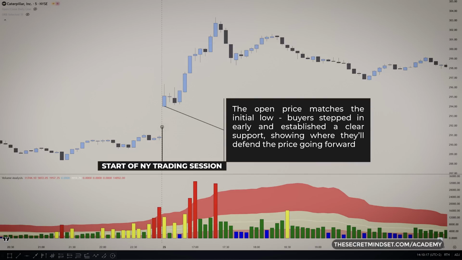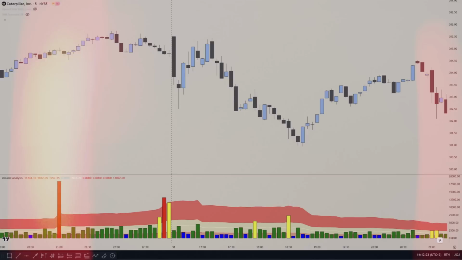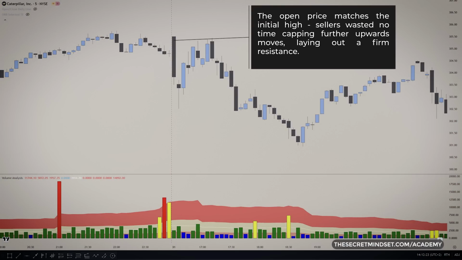Picture this. The open price matches the initial low. This tells us buyers stepped in early and established a clear support, showing where they'll defend the price going forward. Similarly, an open equal to the high indicates sellers wasted no time capping further upward moves, laying out a firm resistance. These congruent levels provide prime entries if you trade accordingly.